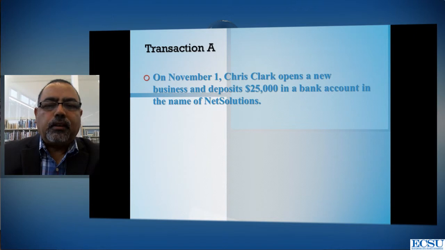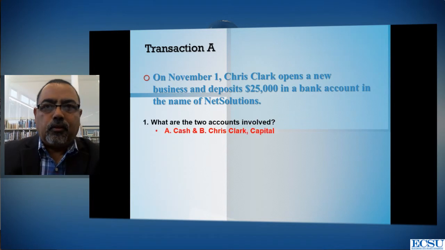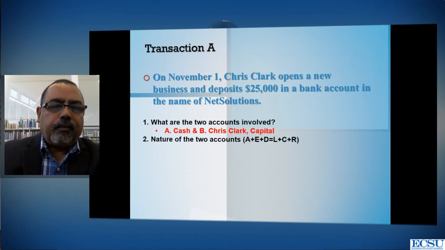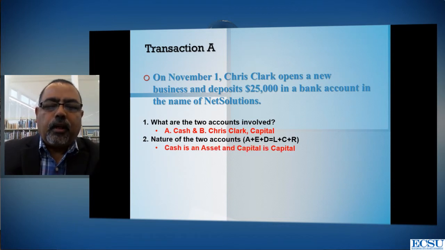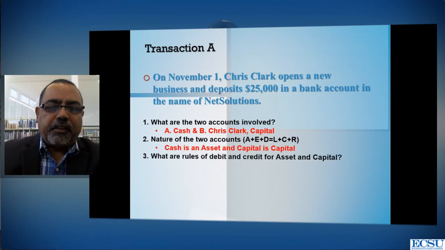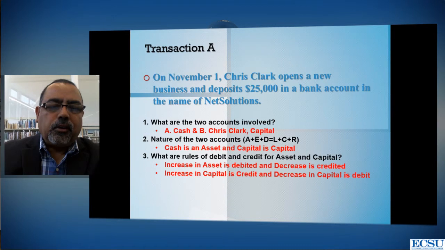One account is cash, the other is the capital account. And what kind of account is cash? So the nature of cash, of course, is an asset account. Cash is an asset account, and Chris Clark's capital is the capital account. So we'll apply the rule of debit and credit for asset and capital. Now the rules are: increase in asset is debit and decrease is credit.